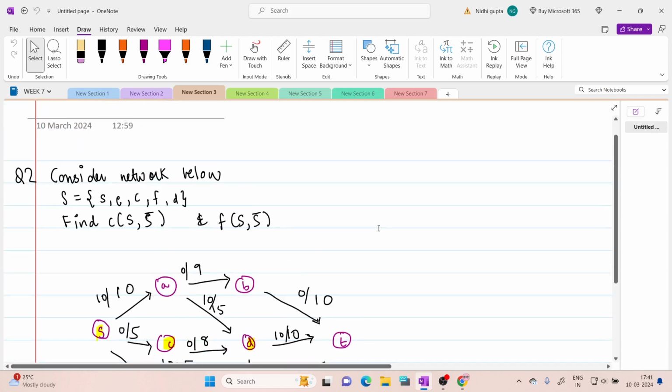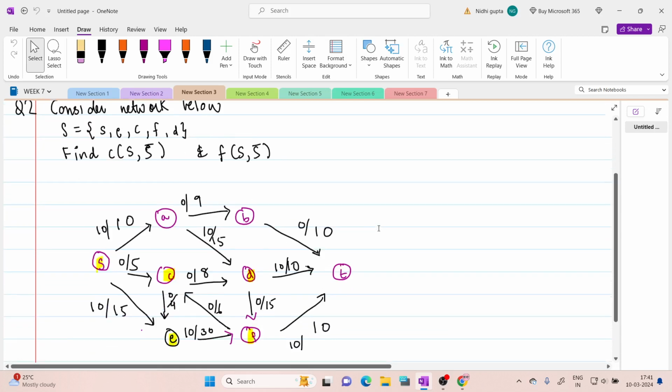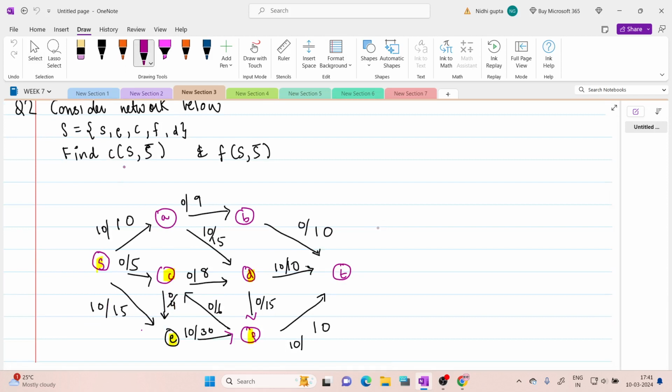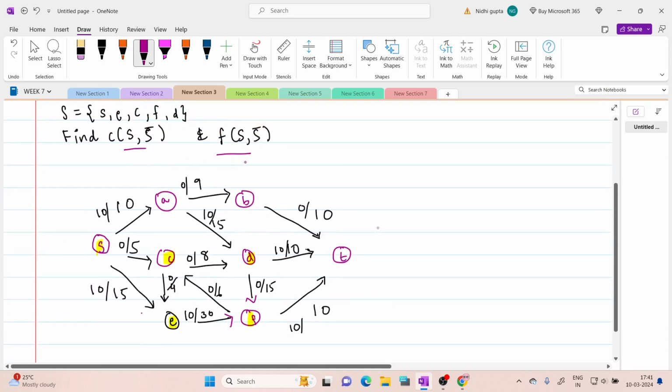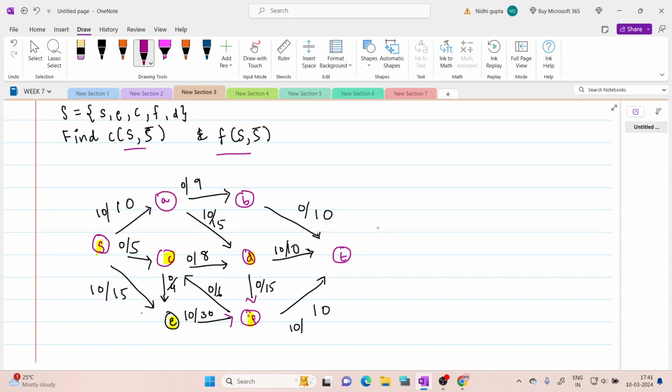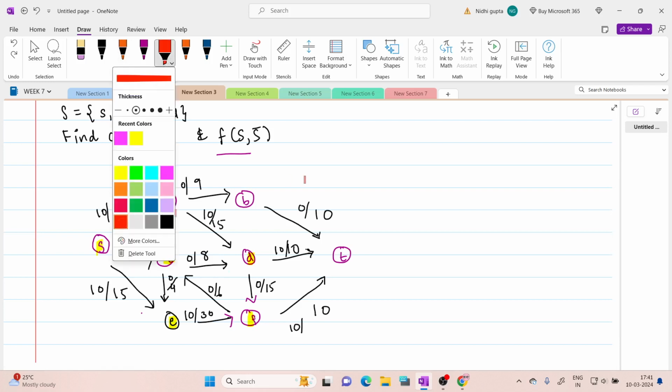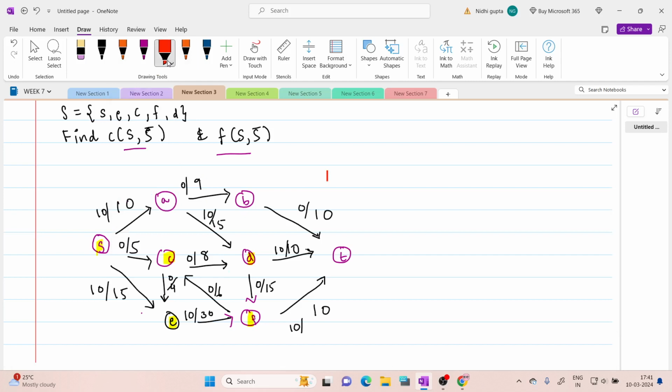So now this is a question. We have this network below, and we have to find the capacity and also the net flow of this cut. So S is basically S, C, E, D, F. So this is the cut now. As in our example before, this question is similar.